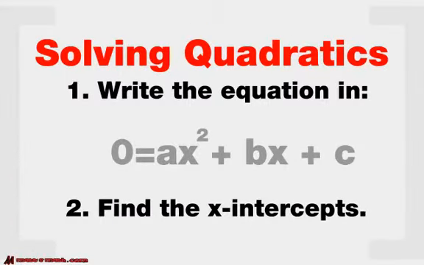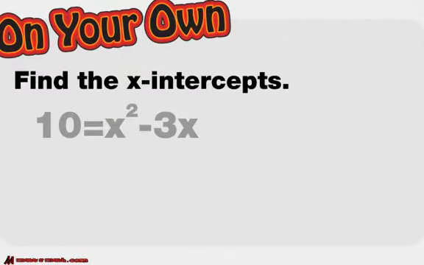Okay, so let's just talk, in general, about how we solve quadratics. We're going to write the equation in this form: 0 equals ax squared plus bx plus c. And then you're going to find the x-intercepts. That's how you solve a quadratic equation. Let's do that. Can you find the x-intercepts here?